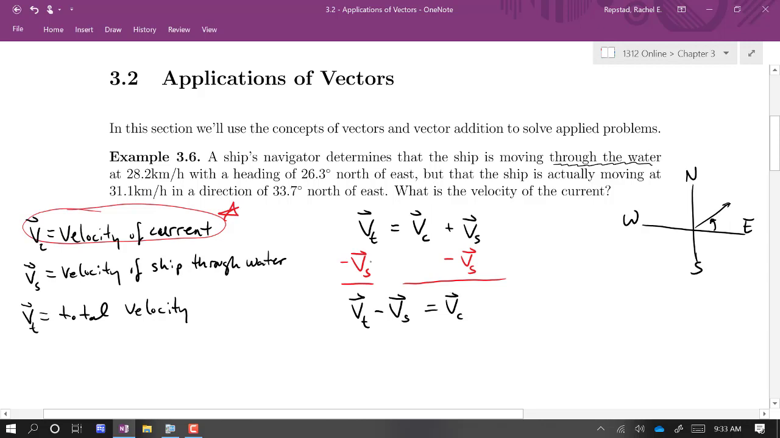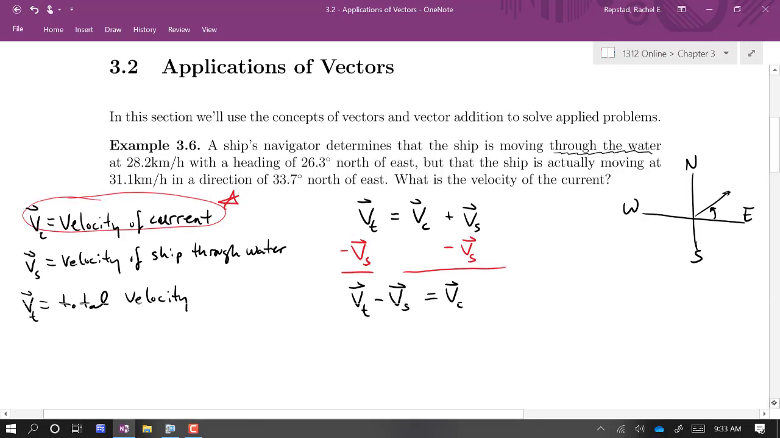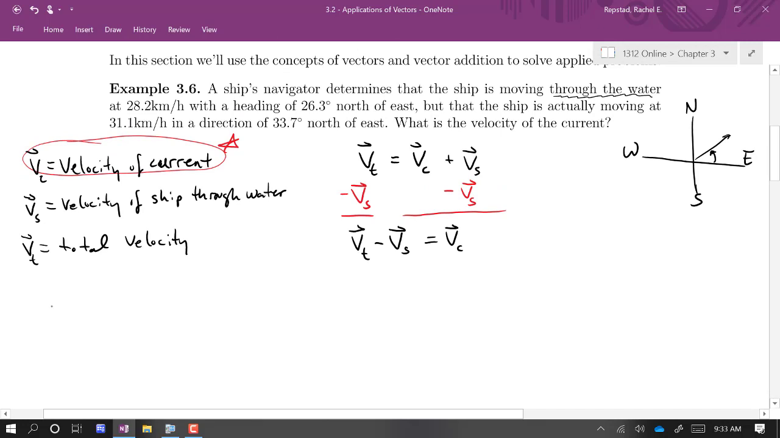We can subtract vectors just like we add them. It's just that when we find the components, we'll subtract the x components to get the x component and subtract the y components to get the y component. So let's begin by finding these components. So VC is VT minus VS, so maybe I'll find VT first.